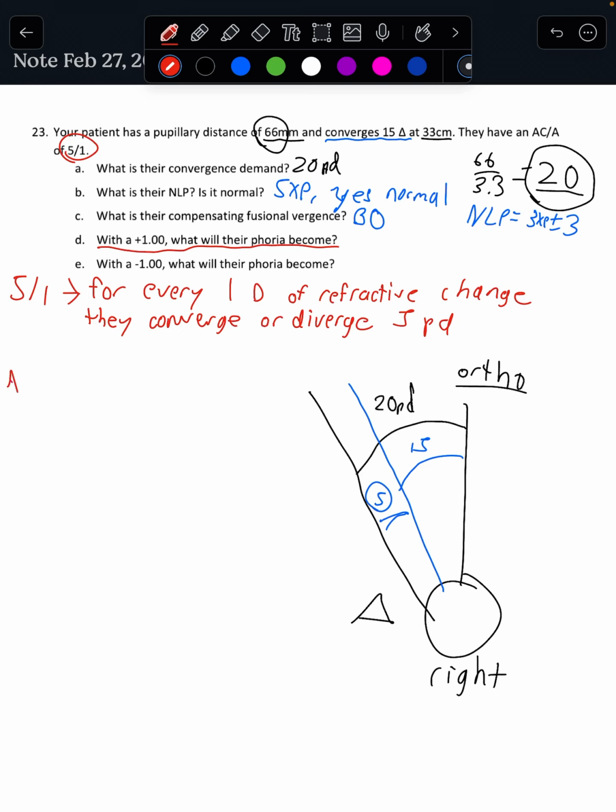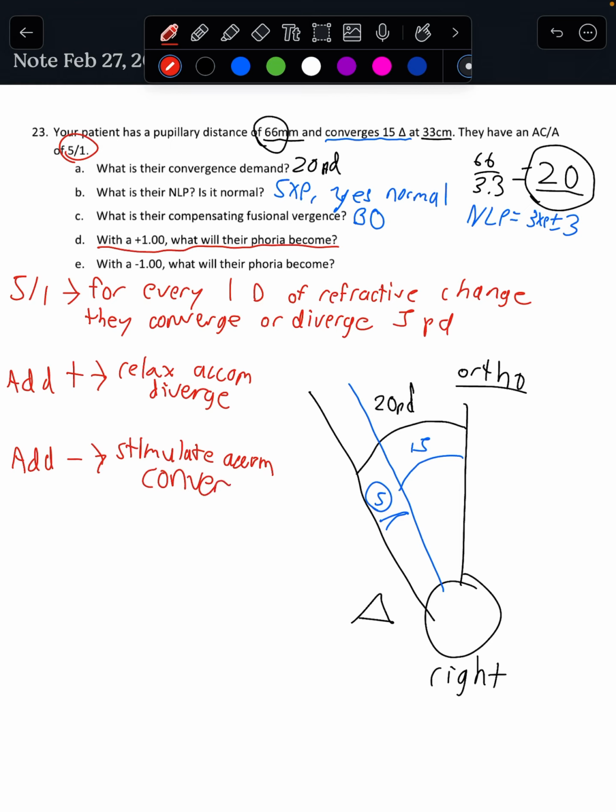When we add plus, adding plus relaxes your accommodation. So relax, which makes your eyes diverge. And then if we add minus, we stimulate accommodation, and then we make the eyes converge.